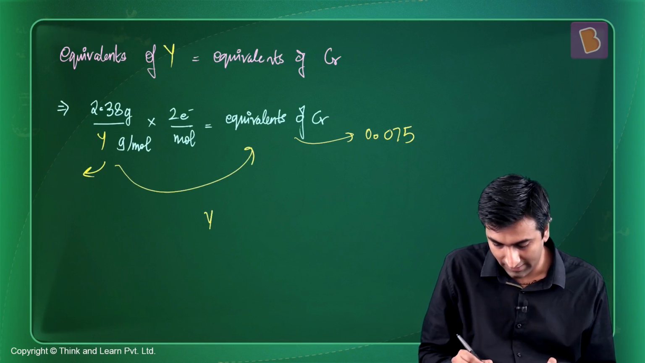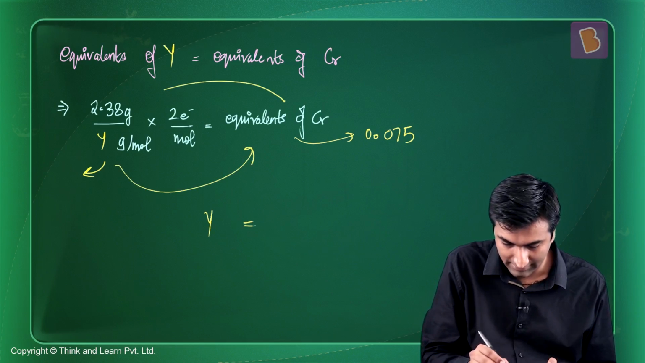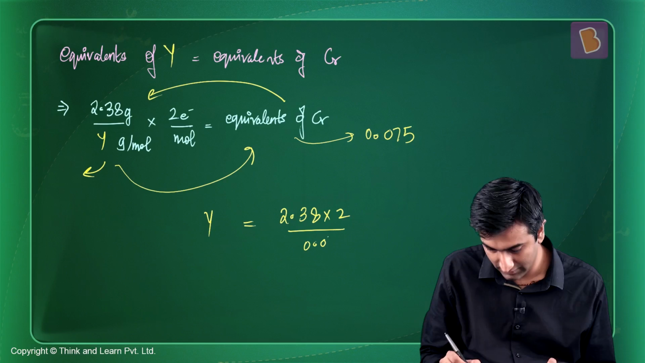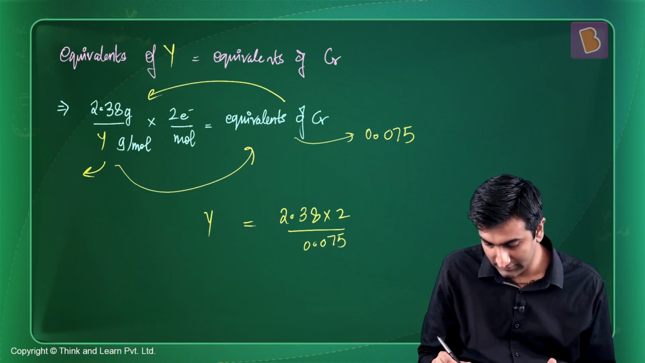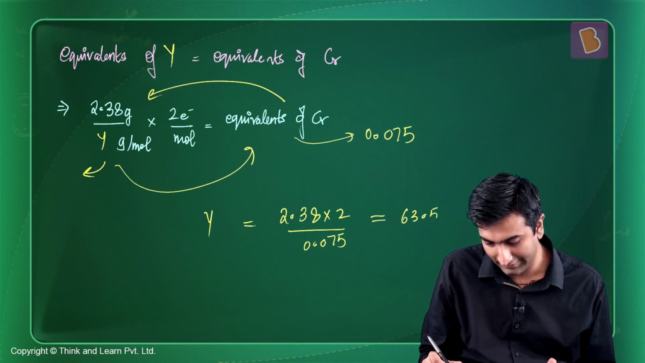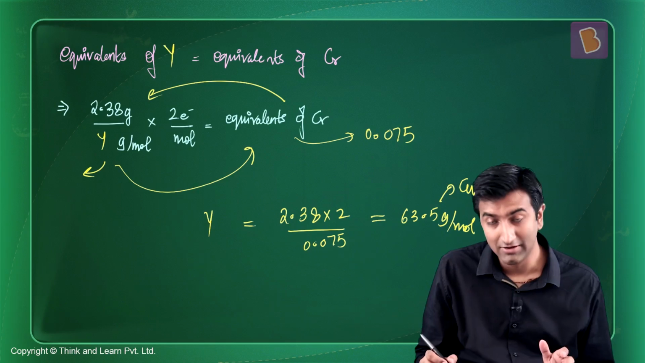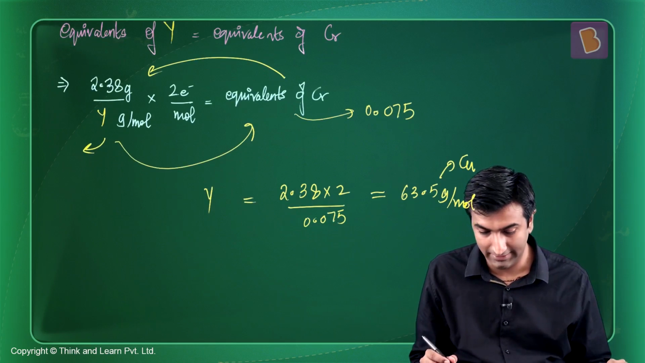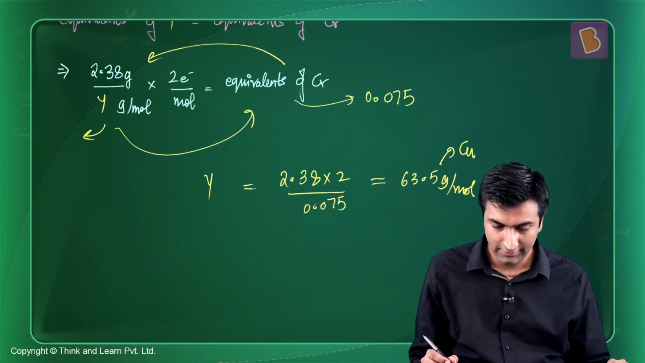So let me bring this to this side. Now Y is going to be equal to 2.38 into 2 divided by 0.075. So this gives me a value of approximately 63.5 gram per mole, and this is copper. That's it. Once you know that identity, you can find out what the valence shell electron is going to be. I think from here on, it's pretty doable.